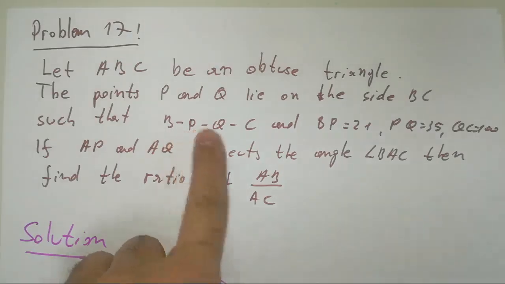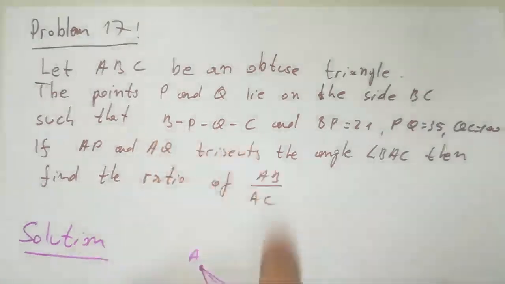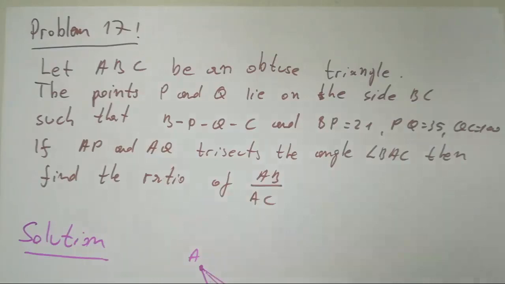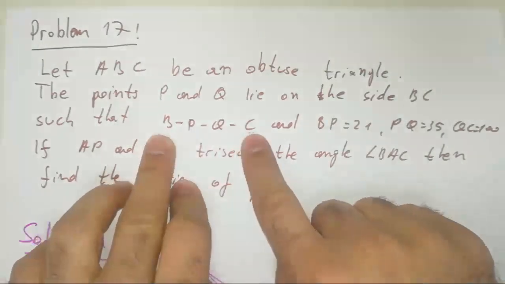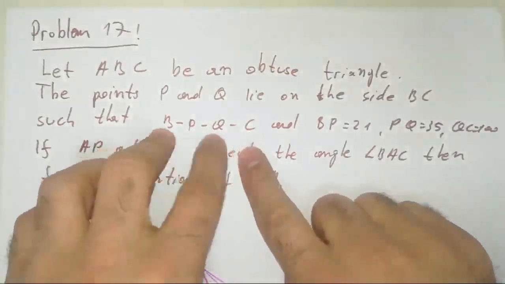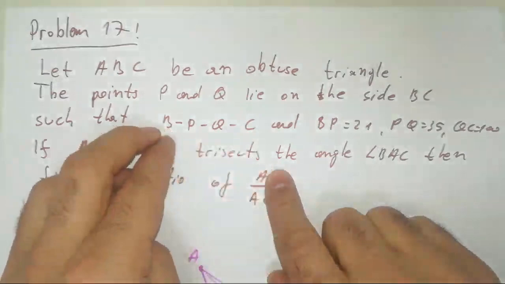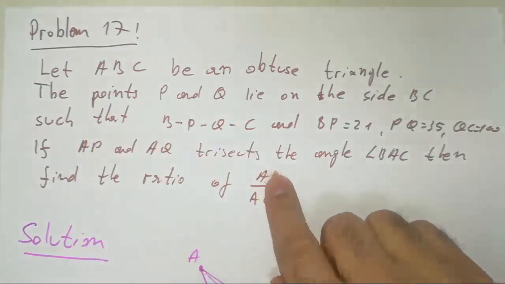This notation, BPQC, this notation we used, I think, during the first day or second day. It says that these points are in this alignment. So you have B, then P, then Q, then C. It's not B, Q, P, C. So it's just the arrangement of the points.